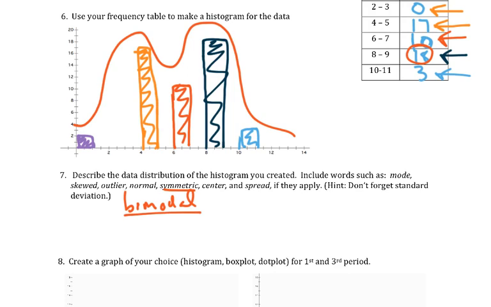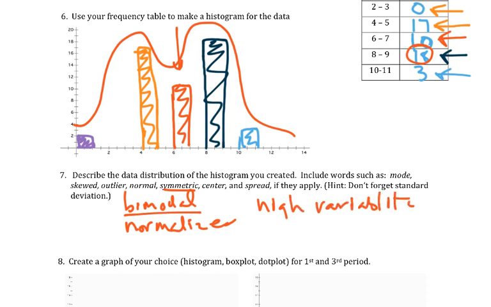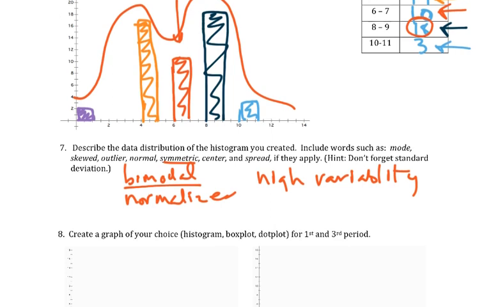No. So it would have a more normalized distribution, even though it drops down a little bit. It's kind of a bimodal version of that. So it's not skewed. The variability, it has a high variability. I would say no outliers here. And, yeah, I'd say that information's pretty good.